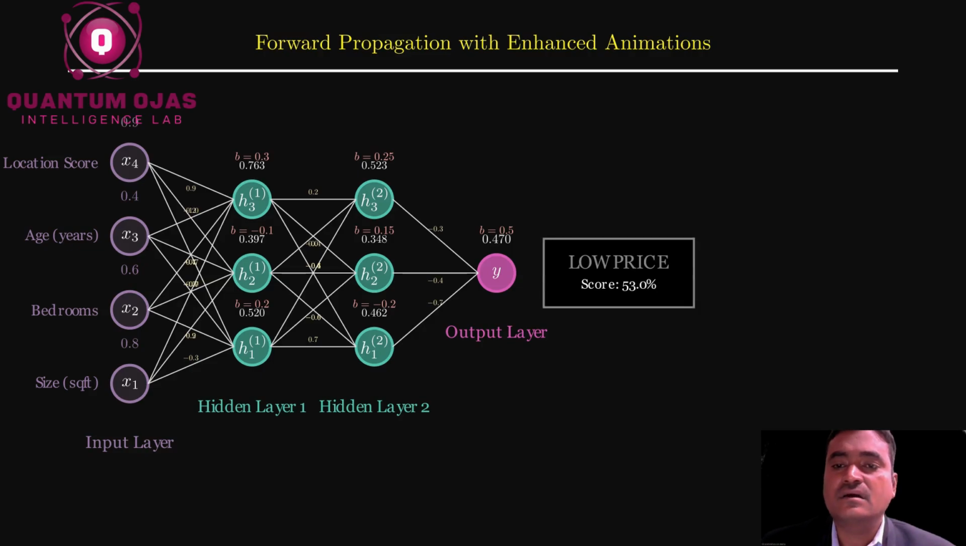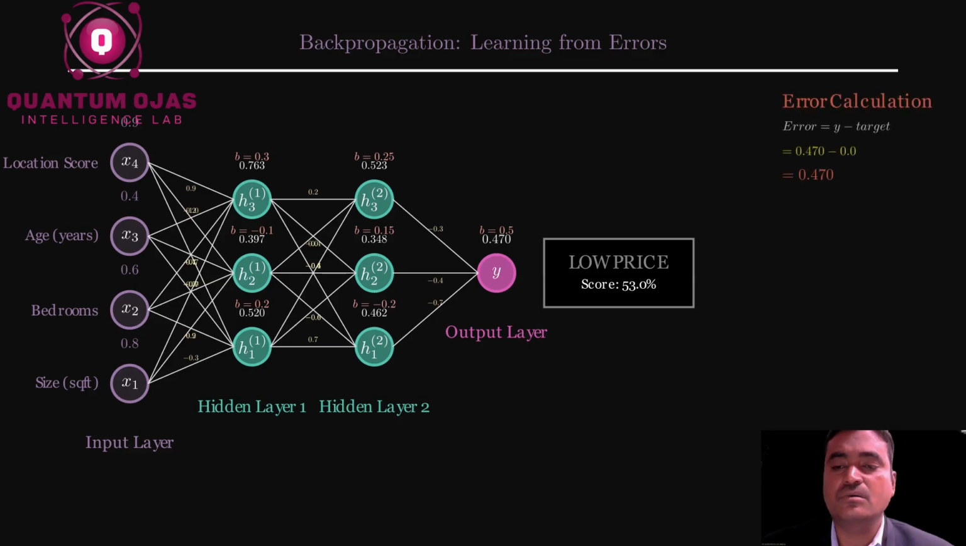But how does the network learn? This is where backpropagation starts. The title changes smoothly, and the error calculation appears. Error is equal to output minus target, which is showing 0.620 minus 0. The error is 0.620. Our network predicts 0.620, but we wanted 0. The error is 0.620, the difference between prediction and target.